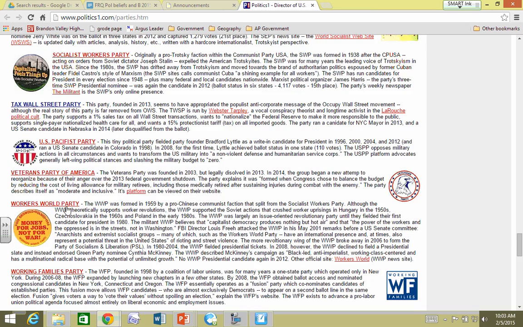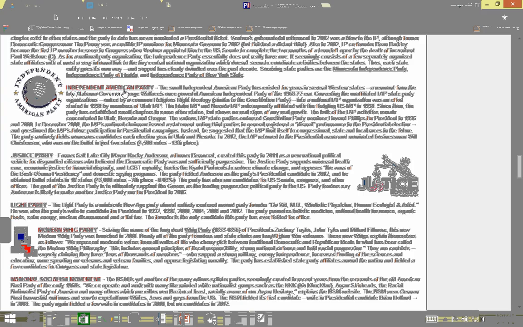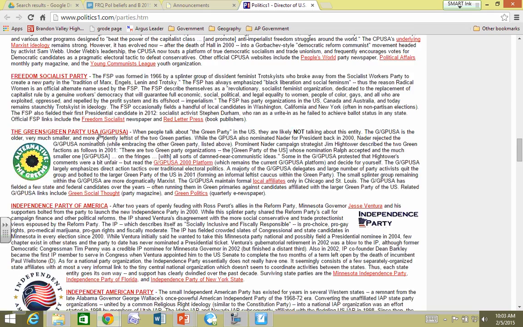But the rest of these going up here have all fielded candidates for office. Don't be confused. The Independent Party of America is not the same as being an independent. It's just a name of a party. If you're an independent, you're not a member of any political party.